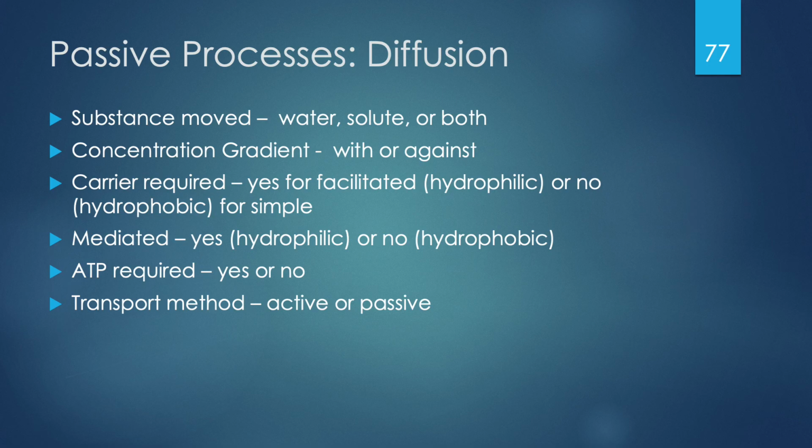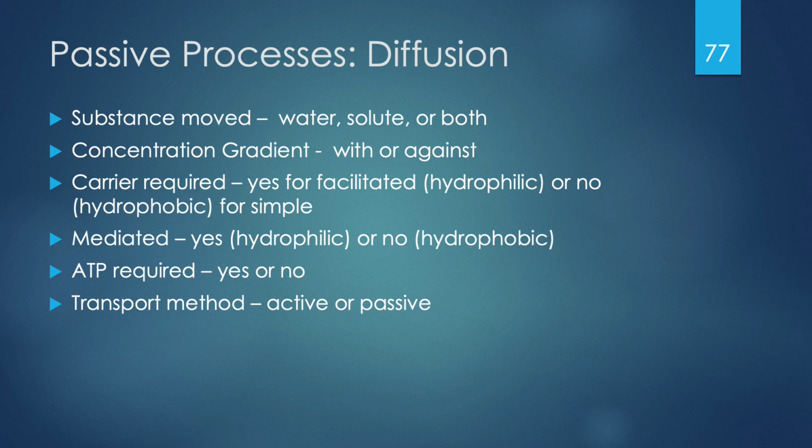And is there a carrier required? Well, this is a trickier question because we have something called channel-mediated diffusion. This allows things like ions, for example, to pass through the plasma membrane. These channels are always open, and they're called leak channels or passive channels. So yes, technically a carrier can be required for facilitated or hydrophilic reactions, or the answer also could be no. For hydrophobic reactions, we will not require a carrier for simple diffusion. And then, is it mediated? Well, if it's hydrophilic, yes, it is mediated, but if it's a hydrophobic substance, then no, it is not mediated at all.